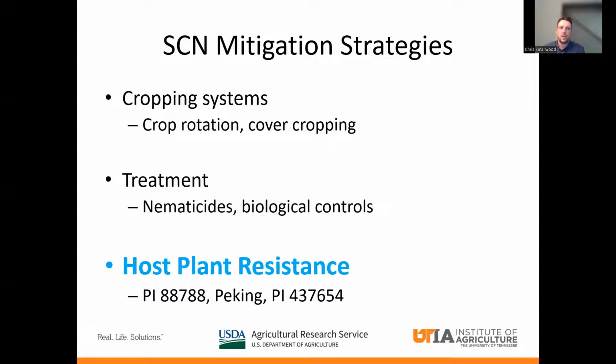And there are many different sources of resistance for soybean cyst nematode. By that, I just mean different plants or cultivars which have natural resistance, and by that I mean non-GMO, which can be used and which can be bred into higher yielding soybean varieties and transferred on to growers. However, a few of them are used much more than others. These include PI, or plant introduction, 88788, Peking, and PI 437654.